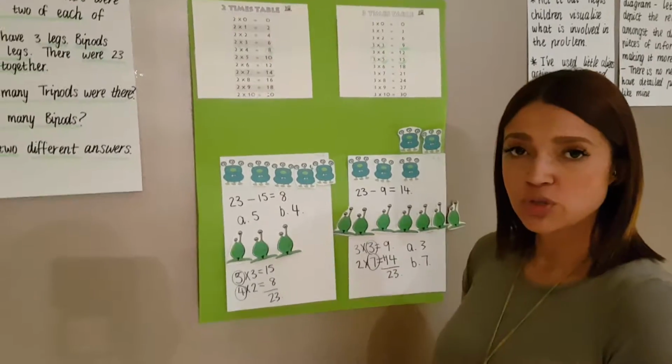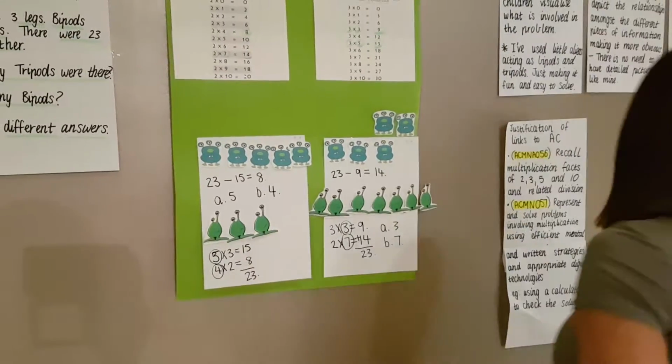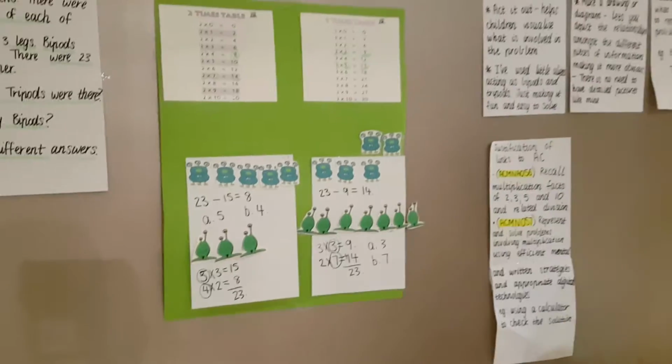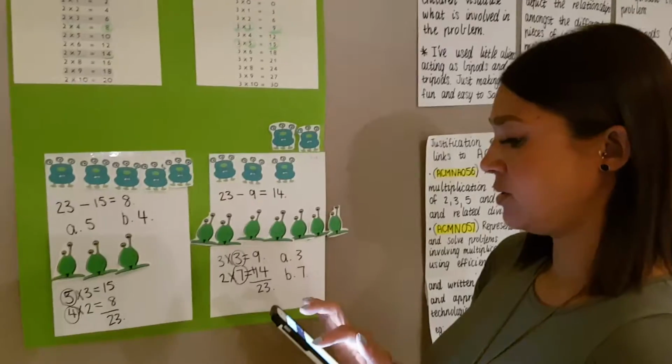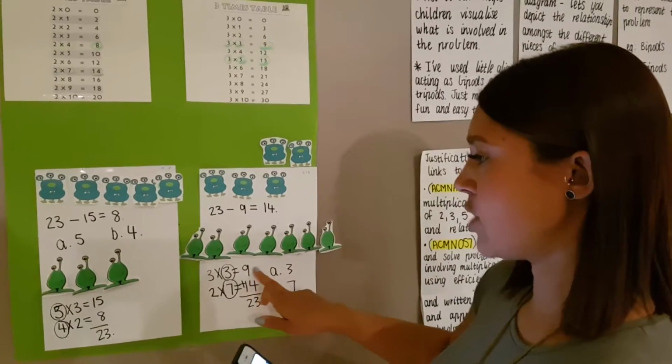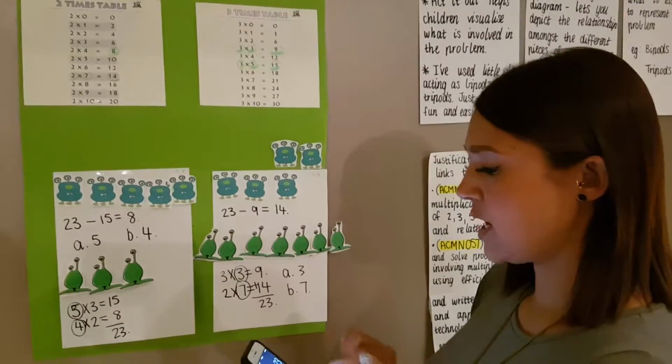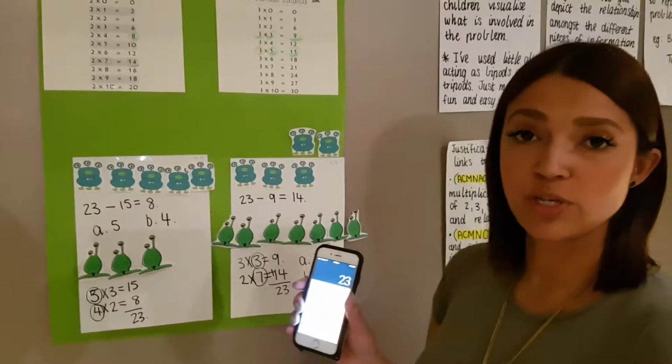And now if we wanted to use an ICT aspect, we can actually check this on our calculator. We've got 9 for our tripods and 14 for our bipods, which gives us 23 as well.